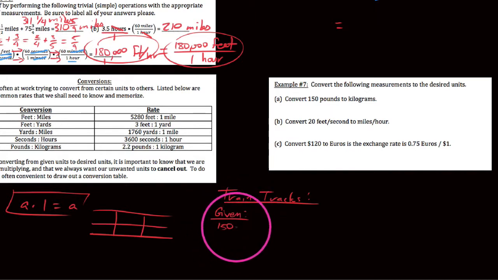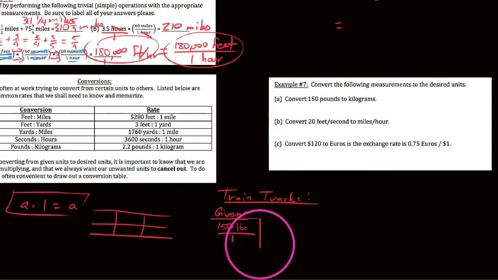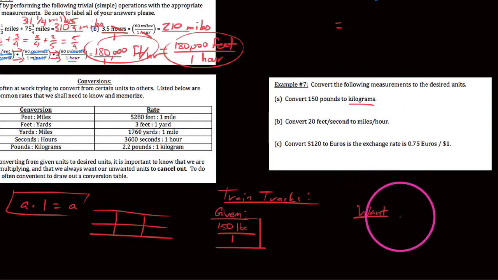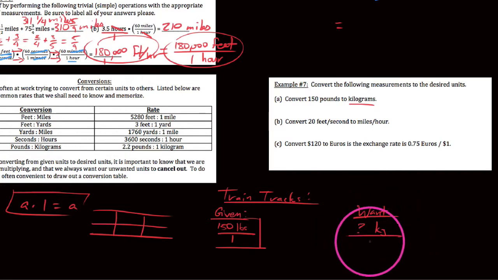Okay, so you're always going to start with what you're given, and in this case we say given. My very first thing in the train tracks here is 150 pounds. We always want to convert it to a fraction first. So I was given 150 pounds over 1. Now that I've got written down what I was given, I'm going to write down what I want. So I want kilograms. And we say how many kilograms over 1.